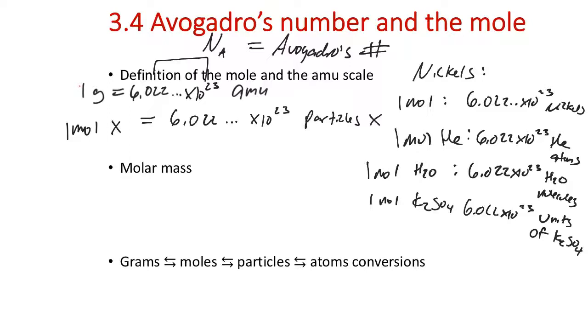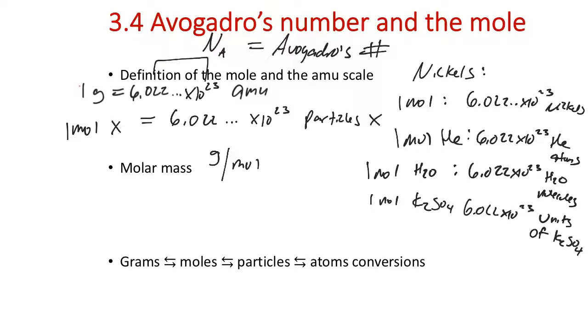Now the practicality here is simple. The choice of the gram to AMU conversion being the same number as the mole to particle conversion is really helpful when we think of things like molar mass. Molar mass is exactly what it means. It's the grams per mole of a substance, so the mass per 1 mole of a substance, with units of grams per mole.